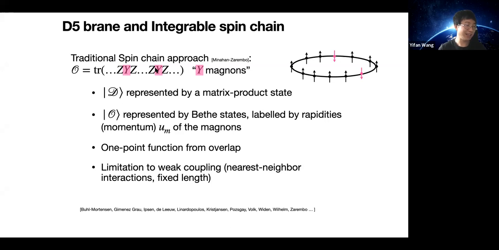And then it was observed that there is a structure of a matrix product state in the spin chain language. People have worked to higher loop order and seen that this matrix product state structure actually persists.